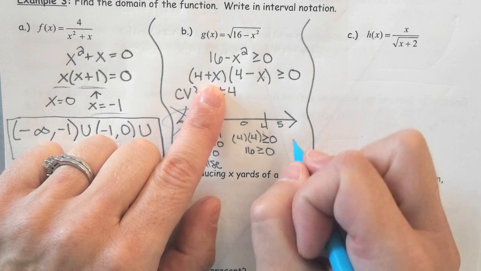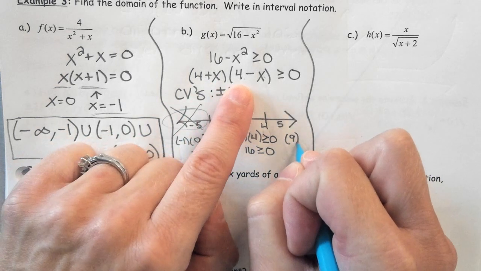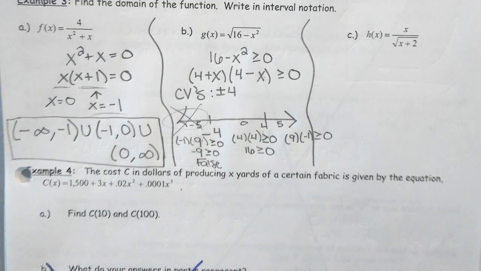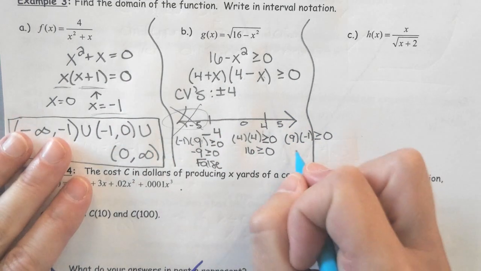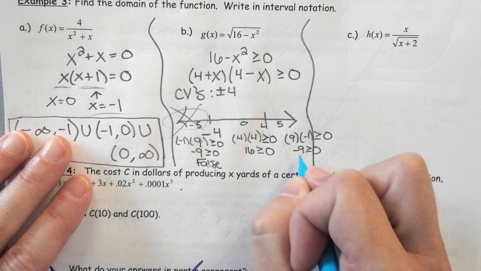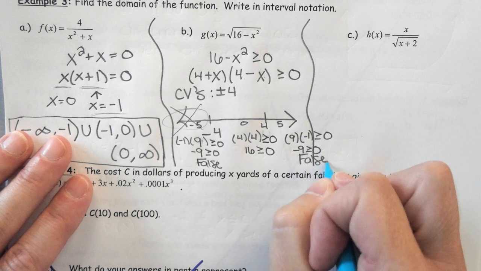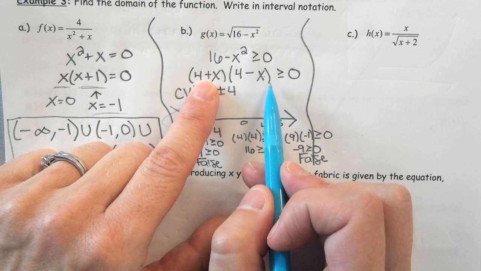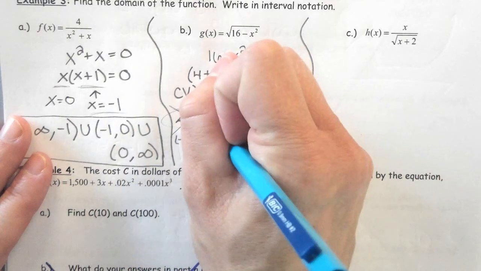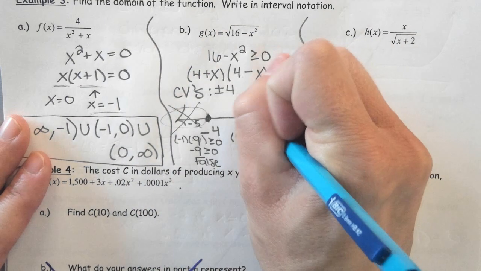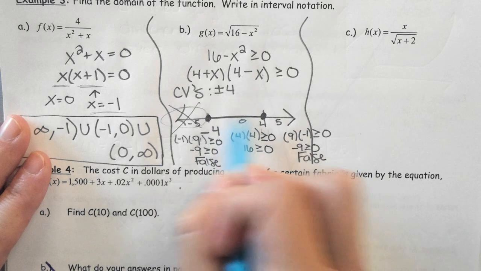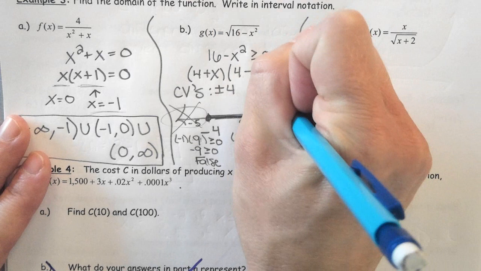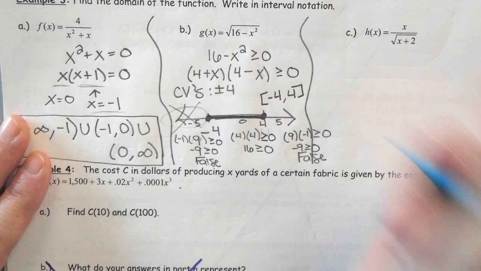4 plus 5 is 9. 4 minus 5, is that going to give me a number greater than or equal to 0? No. Negative 9 is not greater than or equal to 0, so this is also false. So, can it be equal to 0? Yes, it can. So, close circle, because it can be equal to 0. You can take the square root of 0 and shade in the middle. So, -4 to +4 is my solution.